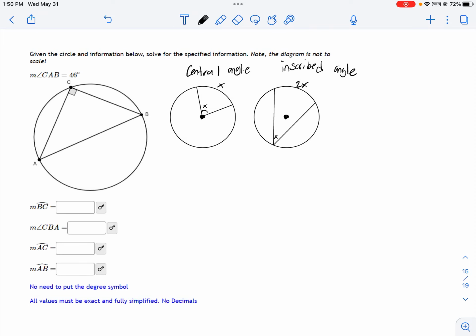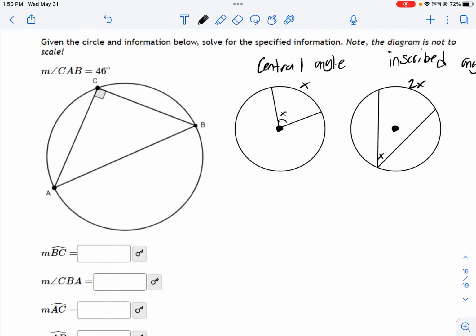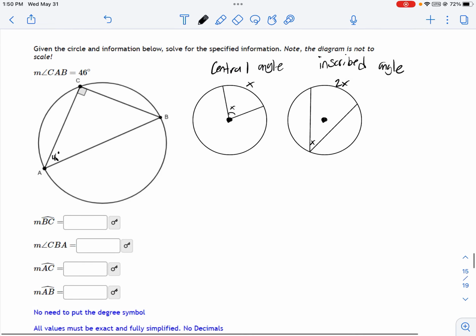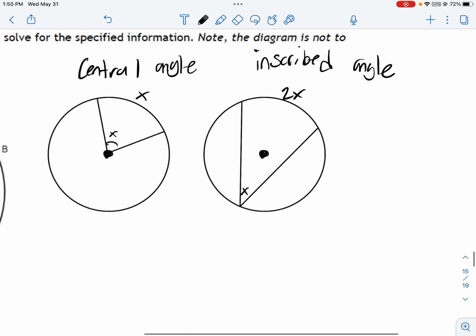Hello and welcome. So, given a circle below, we're told that the measure of angle CAB is 46 degrees. All right, and we want to find four pieces of information. To do this, just a quick reminder on central and inscribed angles.